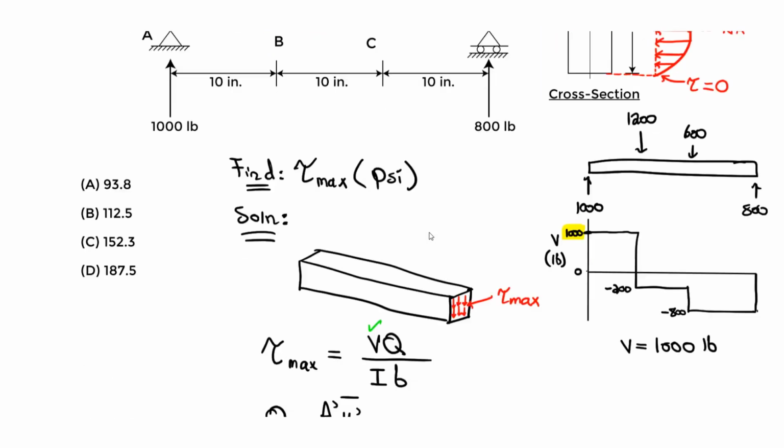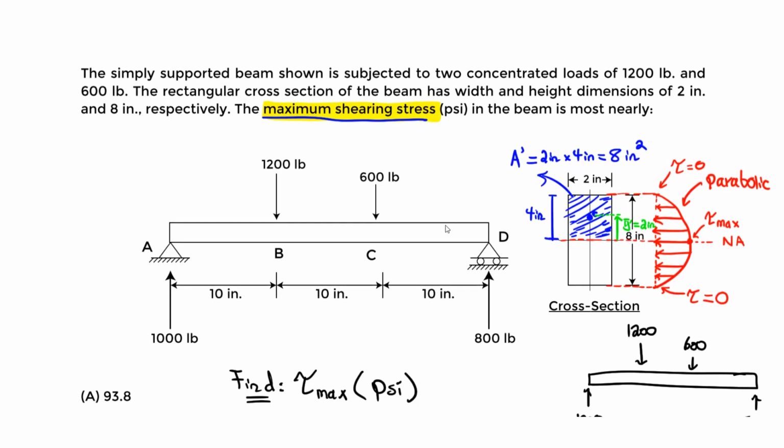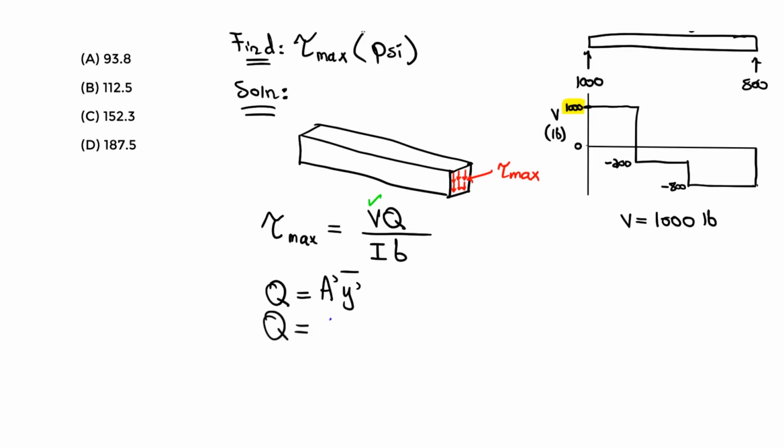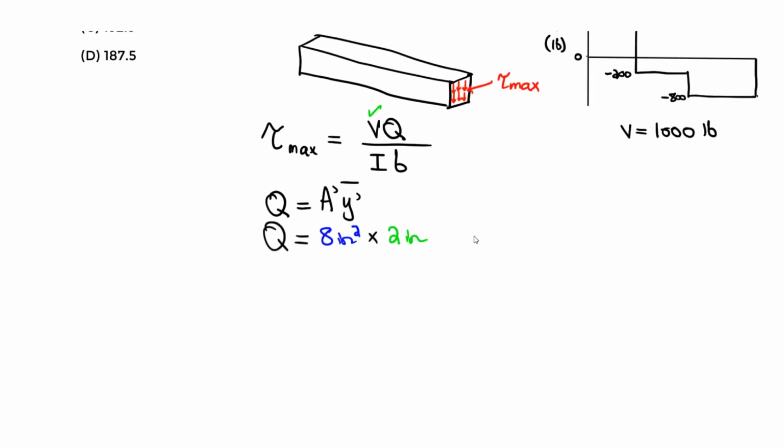So now we're done. That's going to be the first moment of area because we have A prime and we have Y bar prime. So Q, let's solve for that. A prime, we said, is 8 inches squared, and you multiply by Y bar prime, which we said is 2 inches. Notice how inches squared times inch is inch to the third. Those are the units for Q, the first moment of area. So you take 8 times 2 and you get 16 inches to the third, and that's what we will plug in there. So we're done with Q.